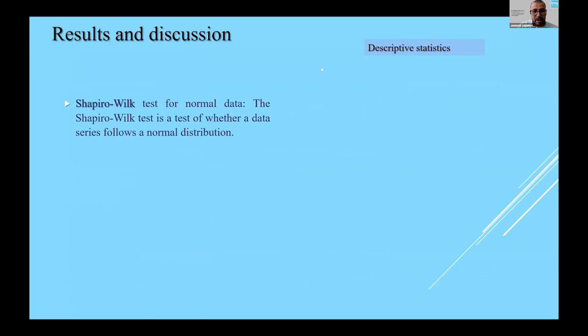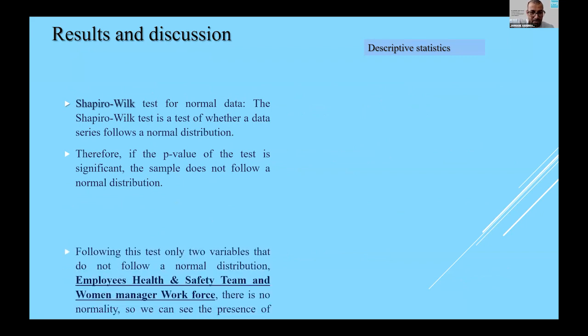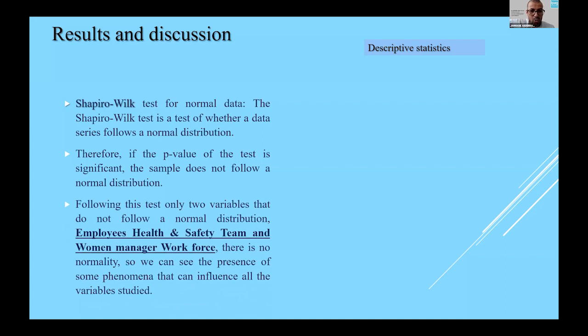Before the results of our model, we must use the Shapiro-Wilk test for normal data. This Shapiro-Wilk test is a test of whether data follow a normal distribution. Therefore, if the p-value of the test is significant, the sample does not follow a normal distribution. Following this test, only two variables do not follow a normal distribution: employee health and safety teams, variable number one, and women manager workforce, variable number two.